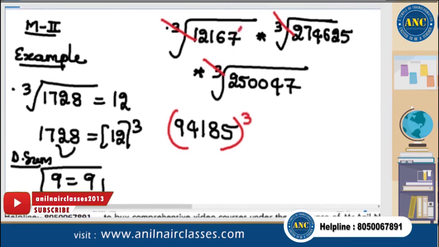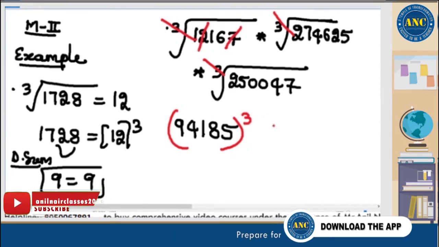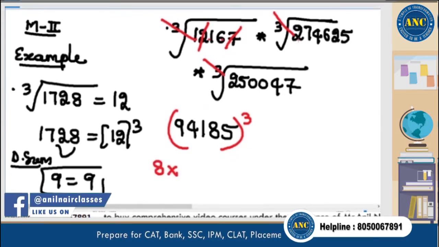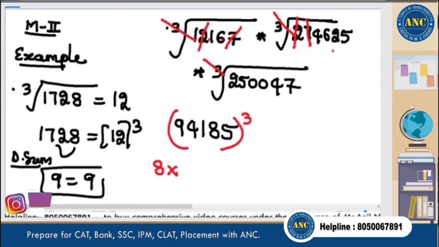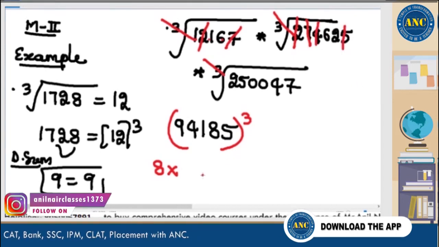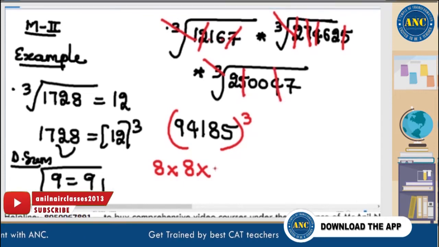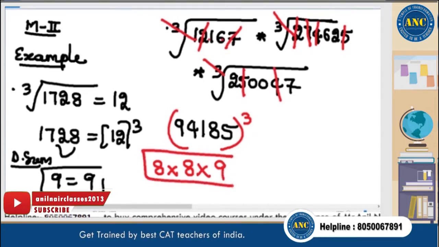Delete the digits whose sum is 9. 7 plus 2, 9. So 1 plus 1, 2. 2 plus 6, 8. It is over. Delete the digits whose sum is 9. 4 plus 5, 9. 6 plus 2, 8. Delete the digits whose sum is 9. 2 plus 7, 9.